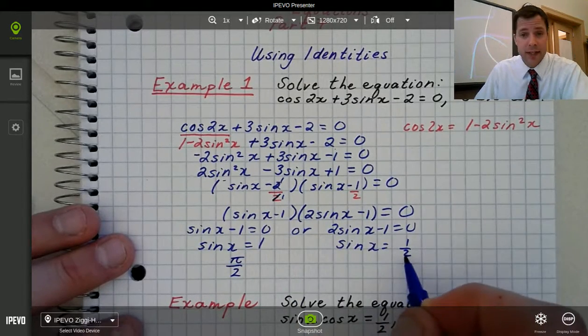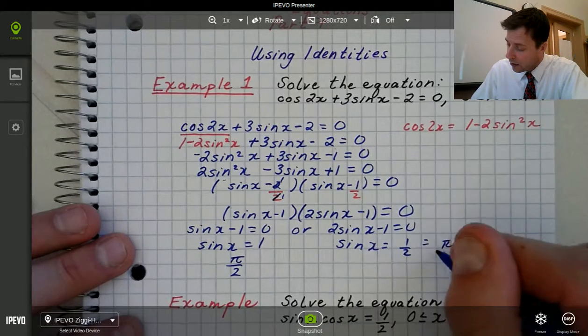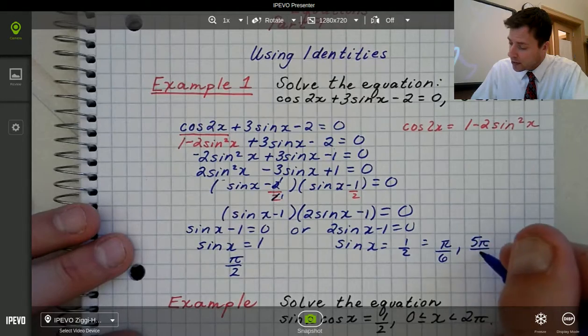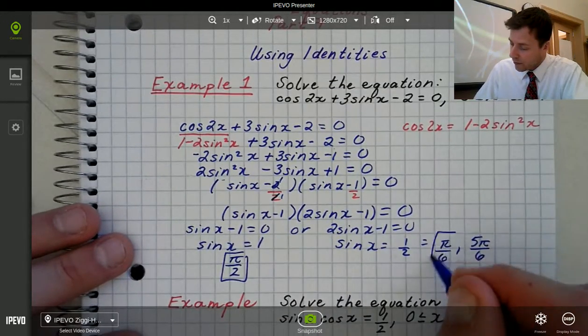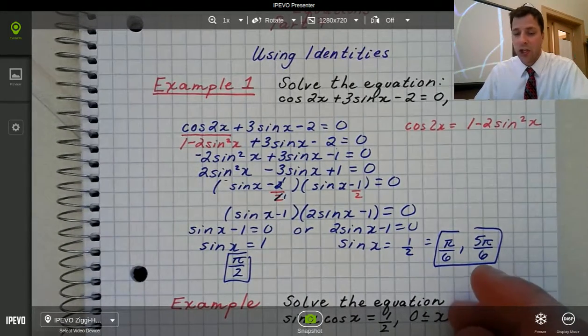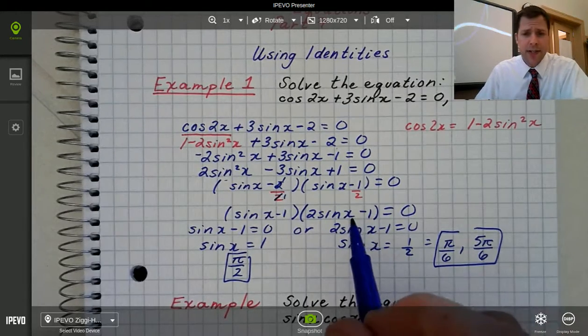And what angle gives me sine of 1/2? Well, that's pi over 6 and 5 pi over 6. Okay? So my 3 solutions are pi over 2, pi over 6, and 5 pi over 6. So that's one of our problems using identities to solve our problem.